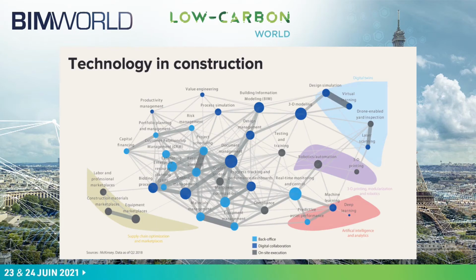In this complex map, we can see the different spots of production chain improvement. We've got, for instance, project scheduling, document management, real-time monitoring, predictive asset performance. In all those links of the construction chain, AEC companies and contractors must choose a relevant platform or software.